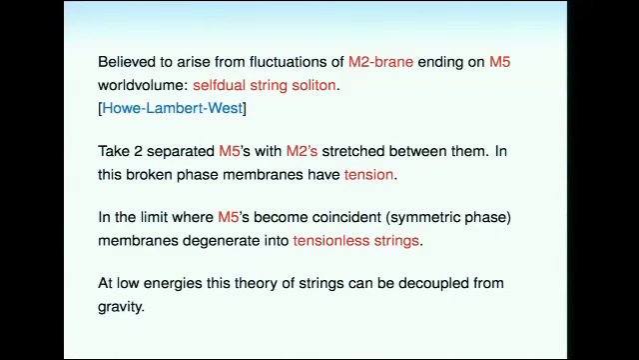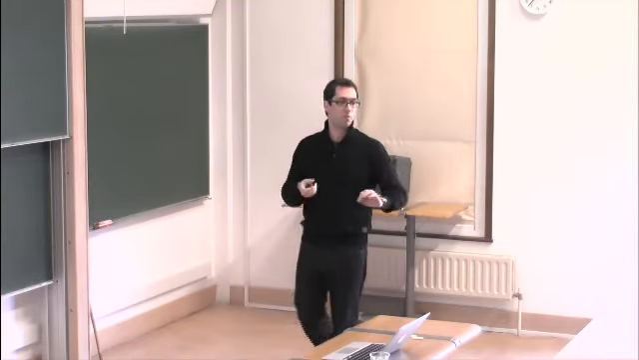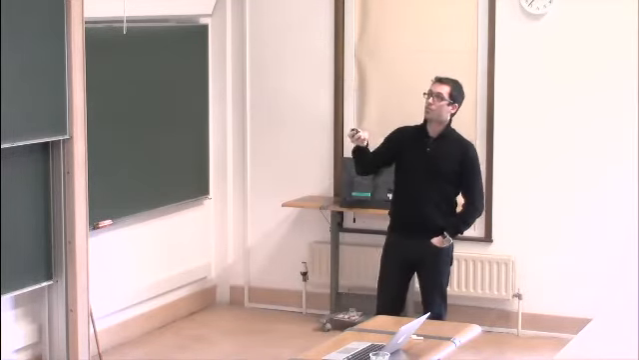this (2,0) theory is believed to arise from the fluctuations of the intersection of an M2 brane ending on an M5 brane. This is a soliton of the M5 brane worldvolume theory. It's been known for quite some time as the self-dual string soliton. Of course, if you think of an M2 brane ending on an M5 brane, there's a 1+1 dimensional defect on the worldvolume of the M5, and this is the string of interest.